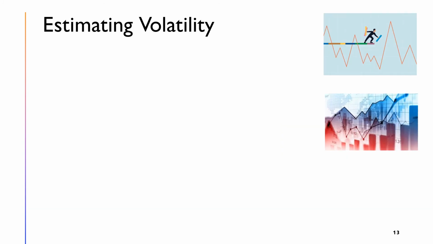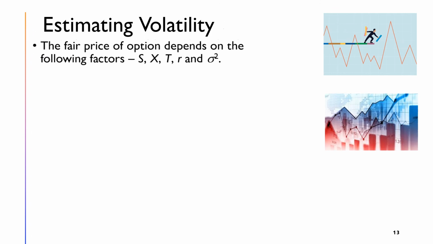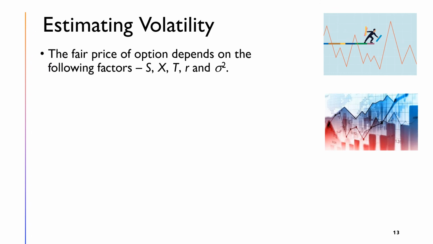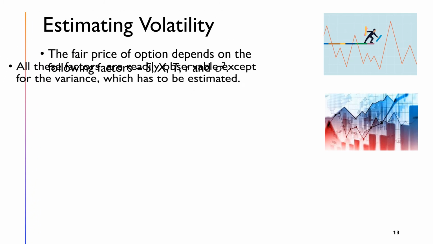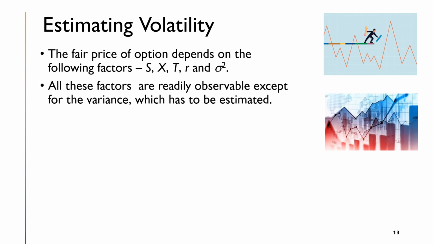Recall from the earlier slides that the fair price of an option depends on 5 factors: stock price, exercise price, time to expiration, risk-free rate, and volatility. All these factors are readily observable except for the variance, which has to be estimated. There are 2 ways of estimating variance.